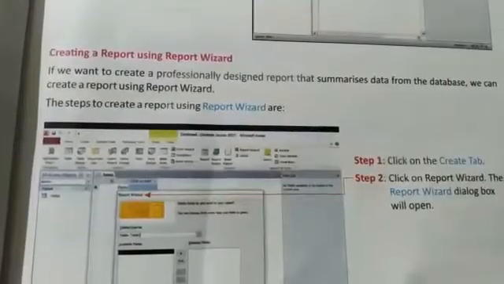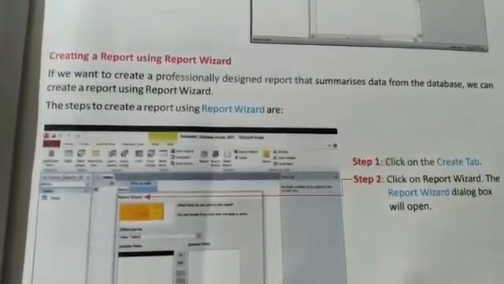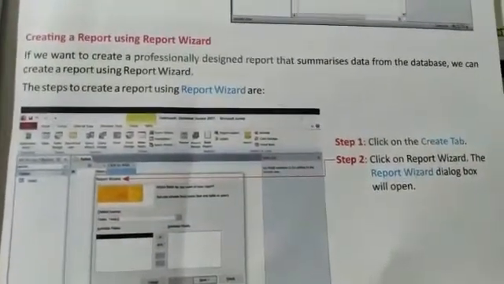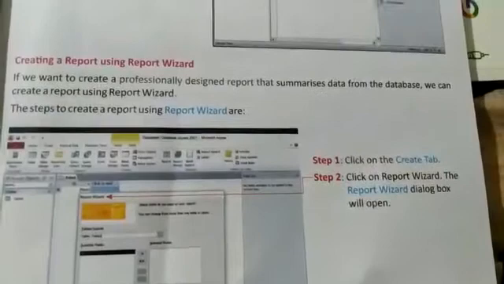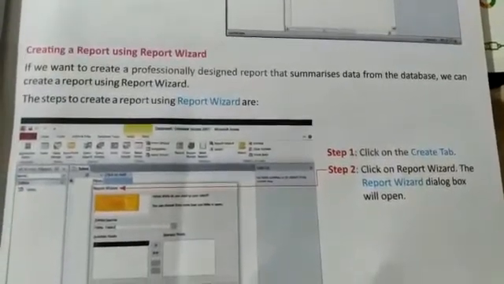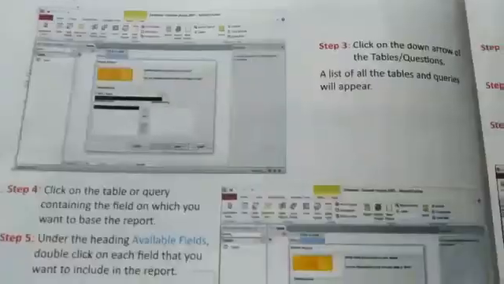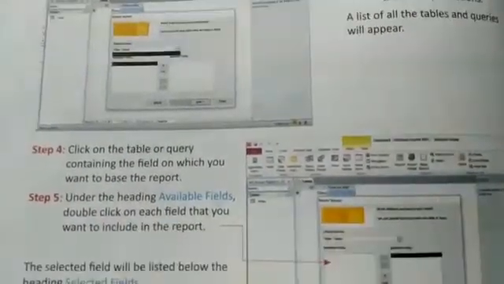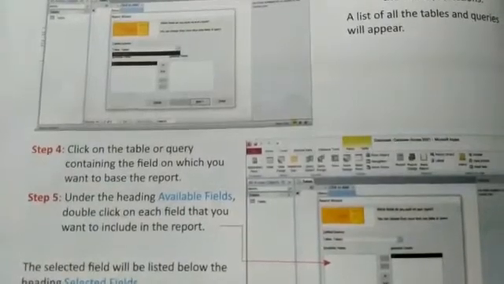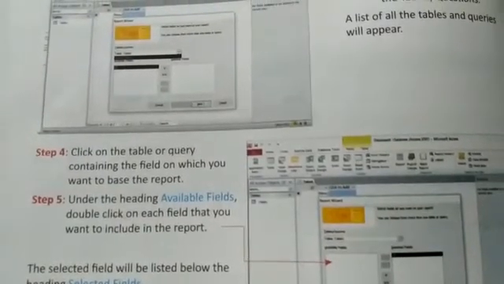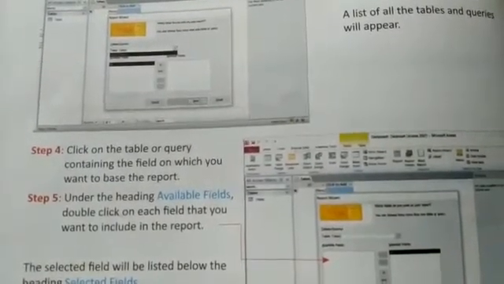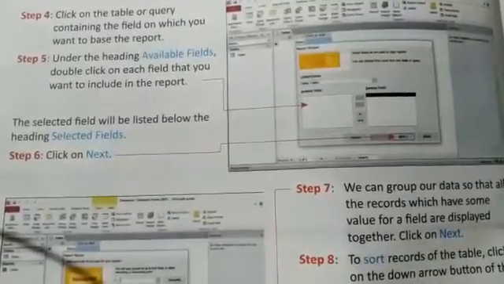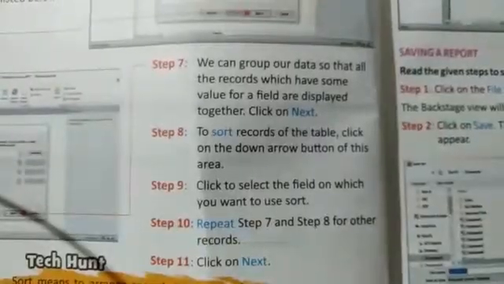If you want to create a report by using the report wizard, you have to follow these steps. First, click on the create tab, then click on report wizard. The report wizard dialog box will open. Then click on the down arrow of the tables or queries. Then click on the table or query. Then under the heading available fields, double click on each field that you want to include in the report. After selecting fields, just click on next. Then you can group your data.